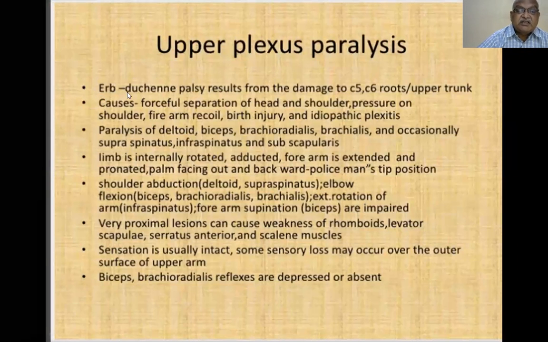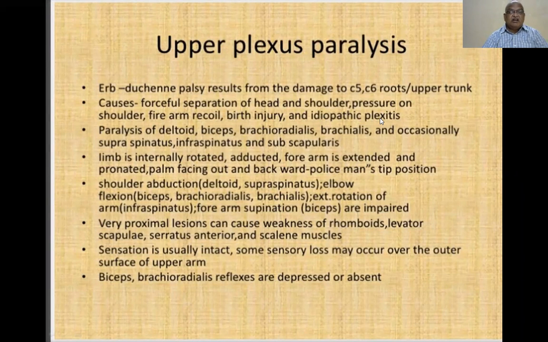Upper plexus paralysis, Erb-Duchenne palsy, results from damage of the C5, C6 roots or upper trunk. Causes: forceful separation of head and shoulder, pressure on the shoulder, firearm recoil, birth injury, and idiopathic plexitis. All these are causes.